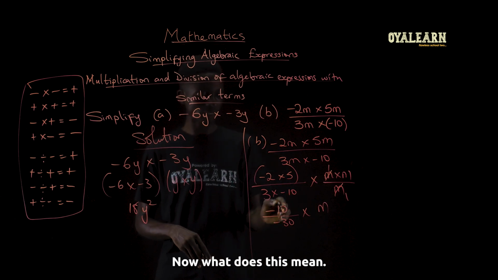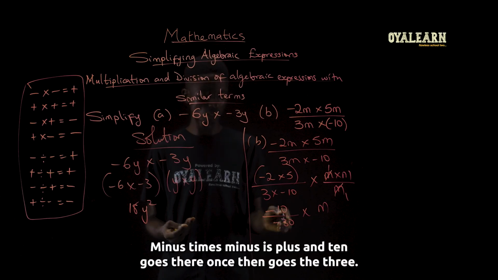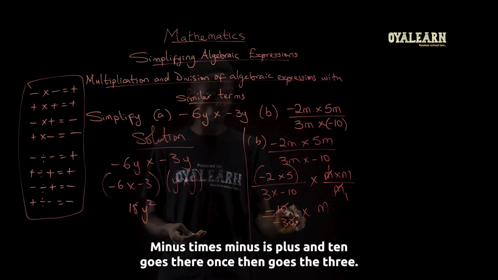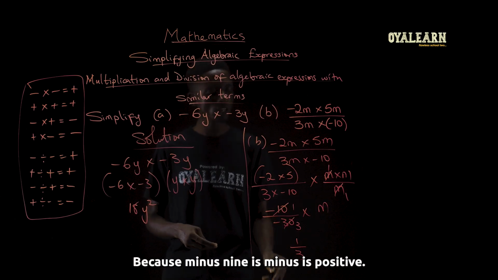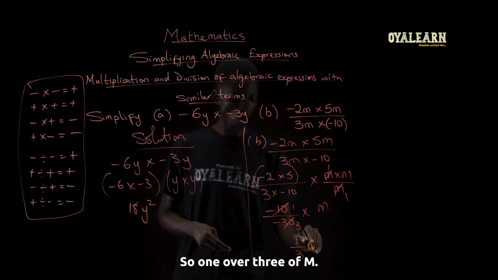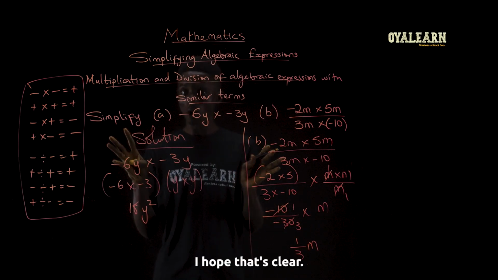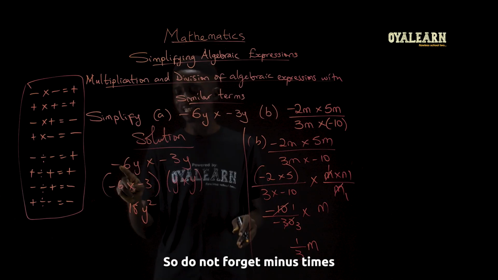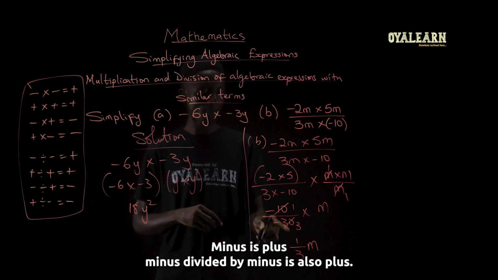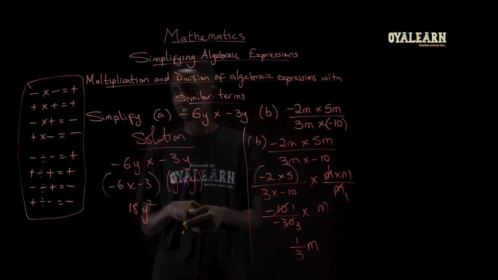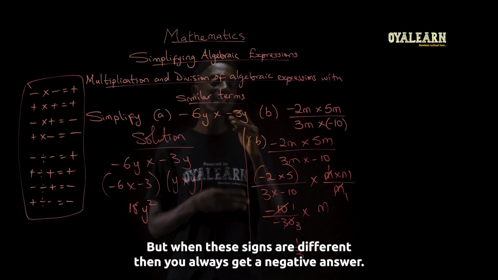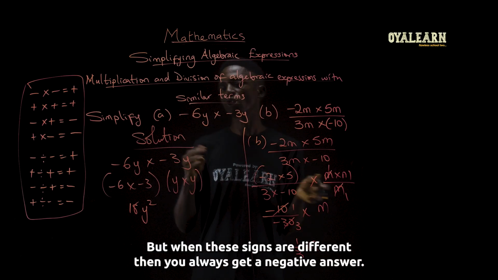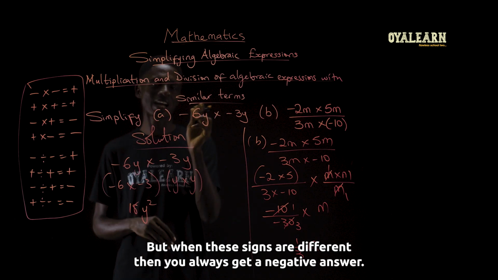Now what does this mean? Minus times minus is plus. And 10 goes here once, 10 goes here 3 times, so we have 1 over 3. Because minus times minus is positive, so 1 over 3 of m. I hope that's clear. So do not forget, minus times minus is plus, minus divided by minus is also plus. The same thing applies to plus times plus and plus divided by plus. But when the signs are different, then you always get a negative answer.